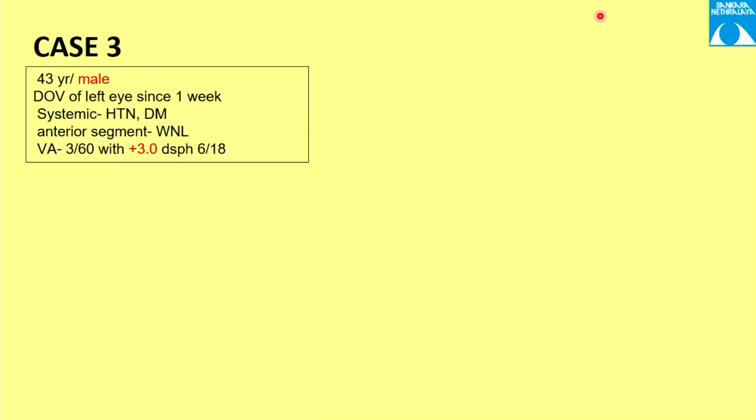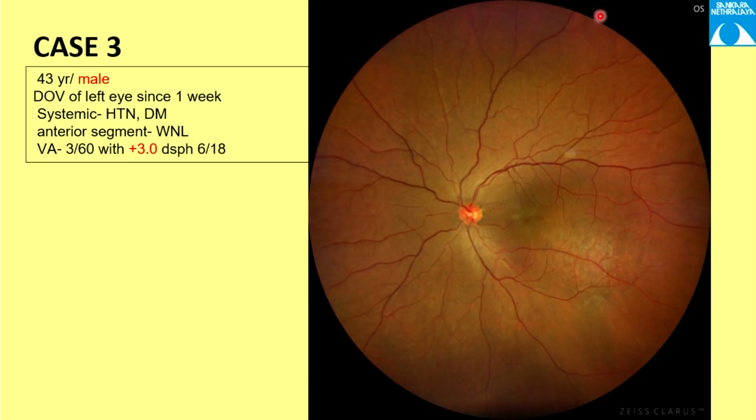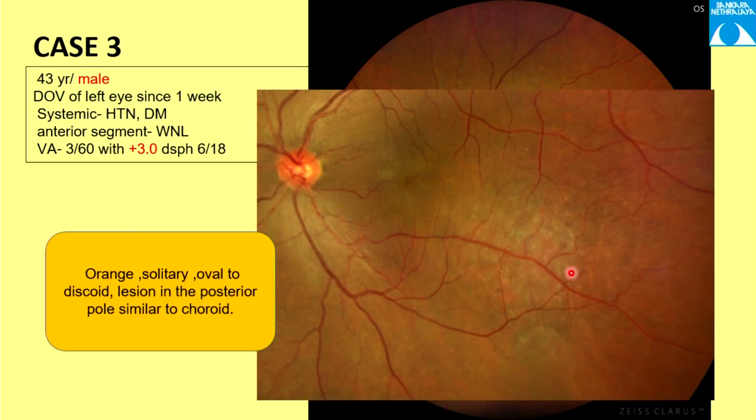This is a 43-year-old male who presented with defective vision of the left eye since 1 week. Anterior segment was within normal limits. Visual acuity was 3/60. It was improving with +3 to 6/18. It's an orange solitary oval to discoid lesion in the posterior pole, which is almost having a similar appearance to that of the choroid.